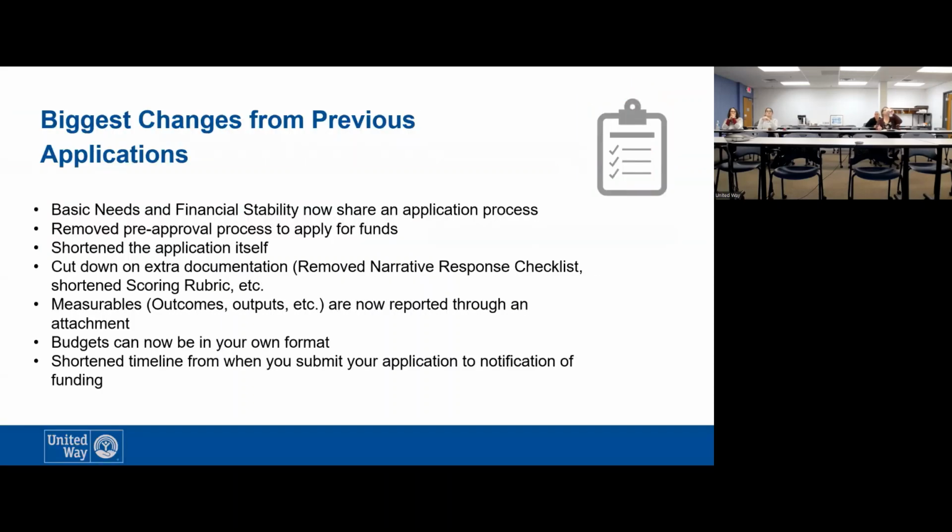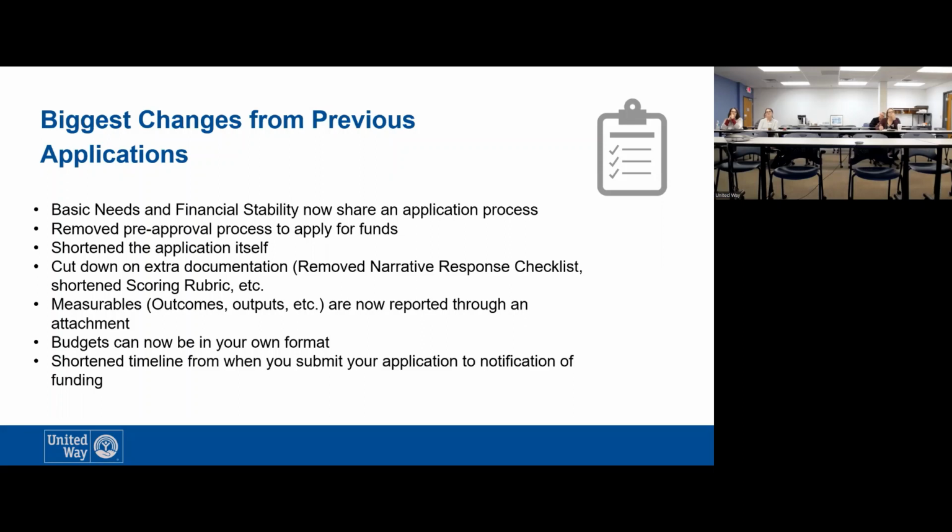So this is my last slide. These are sort of, I think if you're familiar with the old application process, this is sort of the quick and dirty, hey, here's what's different. So basic needs and financial stability are now one application that's going to be considered all together. We removed sort of the pre-approval process. So basically anyone who is listening to me right now can just log on and start their application.